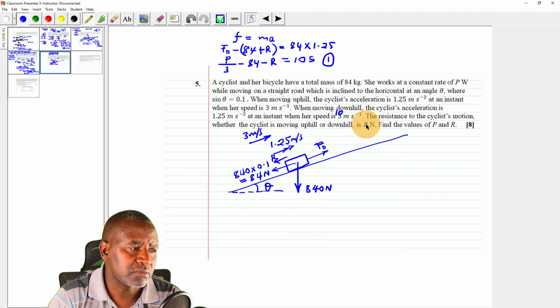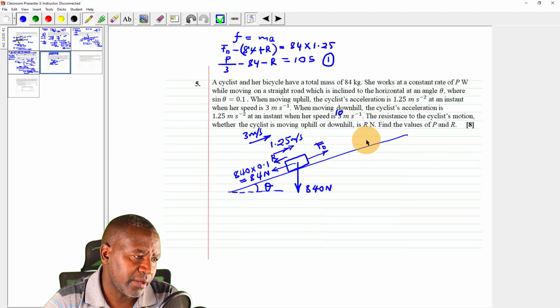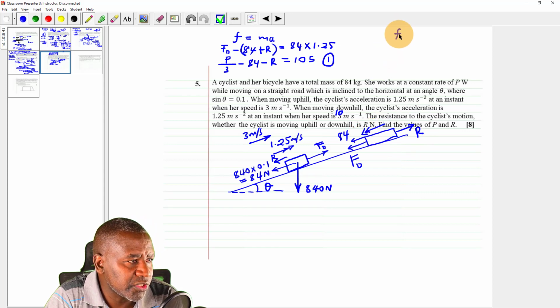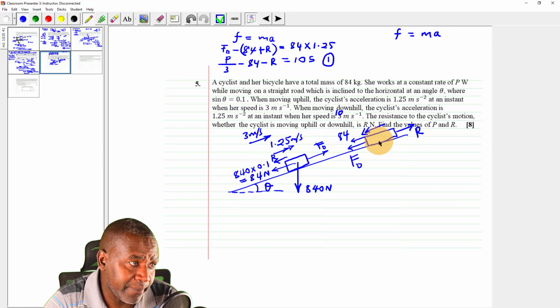There are two unknowns, P and R. So I've got to get the other expression when she's moving down the incline. When she's moving down the incline, this will still be her driving force. The component due to her weight will be 84. Our resistance to the motion R acts in the opposite direction. She's now accelerating down the incline. Again, I use the equation F is equal to ma. In other words, resultant force is equal to ma.